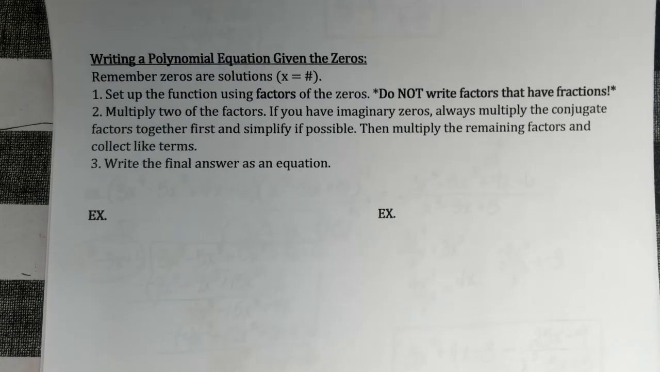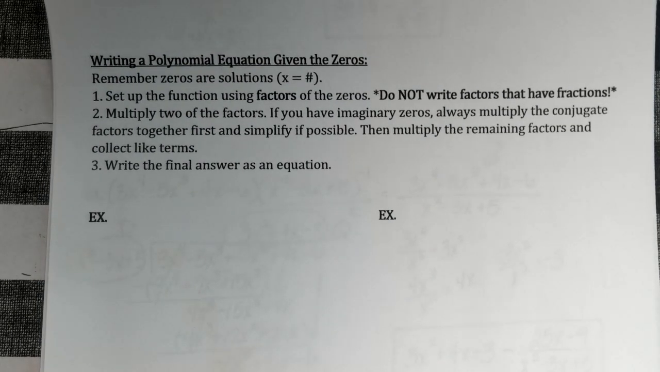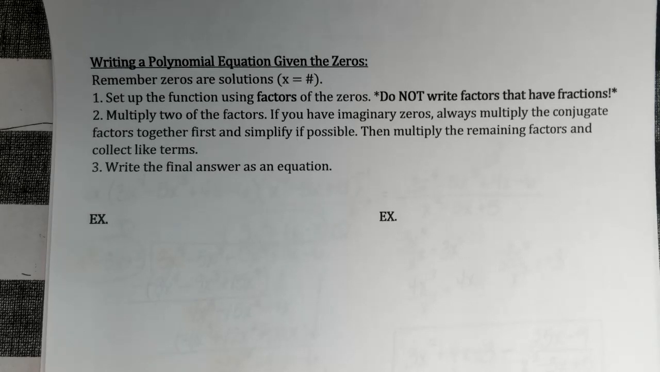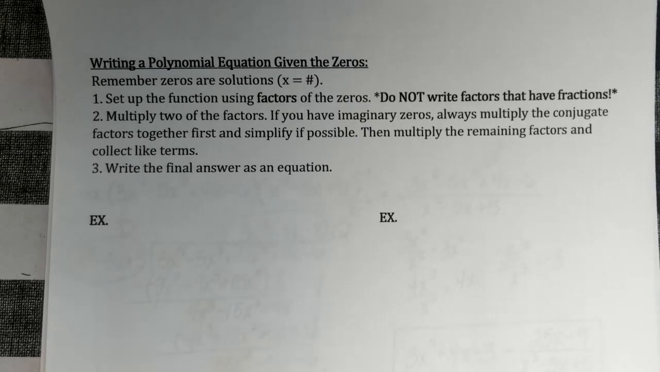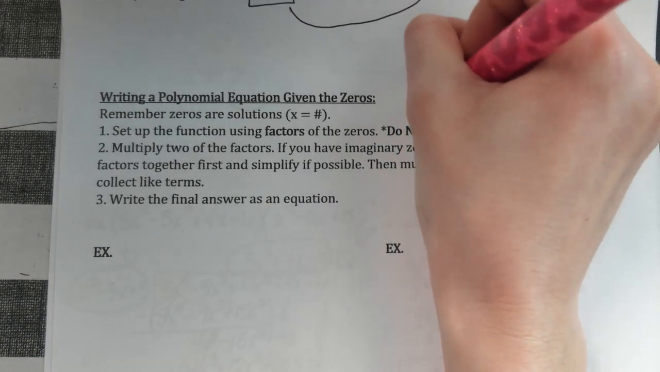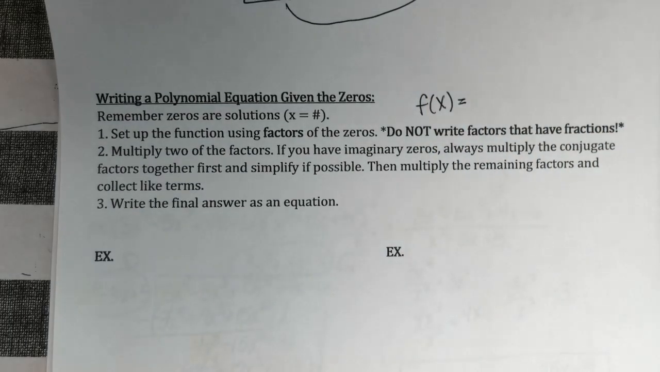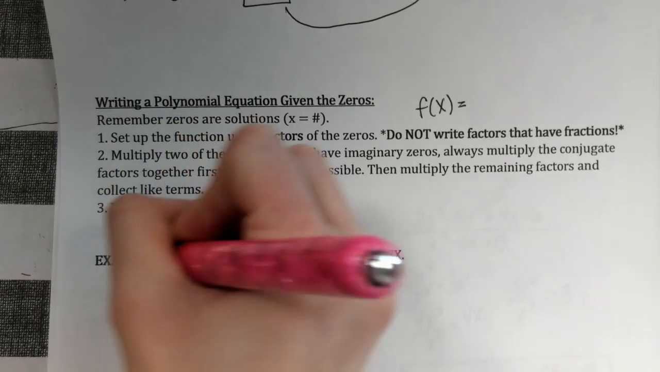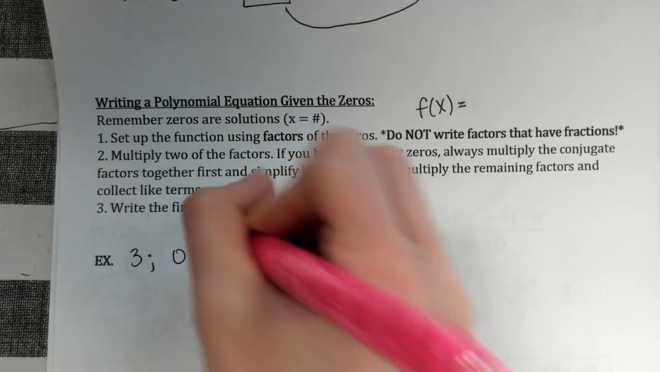Okay? This is when I'm going to give you zeros and I ask you write a polynomial function with real coefficients. I don't know what the rest is. I don't know that off the top of my head. It'll say them in your worksheet. But what is important is that it says write a polynomial function. So you have to have f of x equals each step of the way. That's how you're notating it's a function. Okay? So what I give you are just numbers. So 3, 0, and 4i.